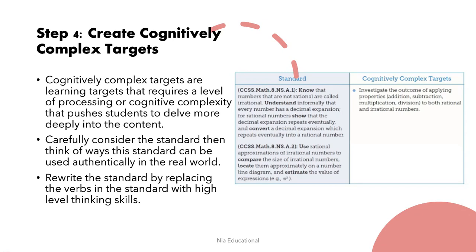So when you're thinking about creating cognitively complex targets, I want you to carefully consider the standard. Then think of ways that this standard can be used authentically in the real world. How can this standard be applied to real world situations? And then you're going to rewrite the standard by replacing the standard with high level thinking skills. Remember, we have those lists of Bloom's taxonomy skills. You'll have that provided in your session materials.